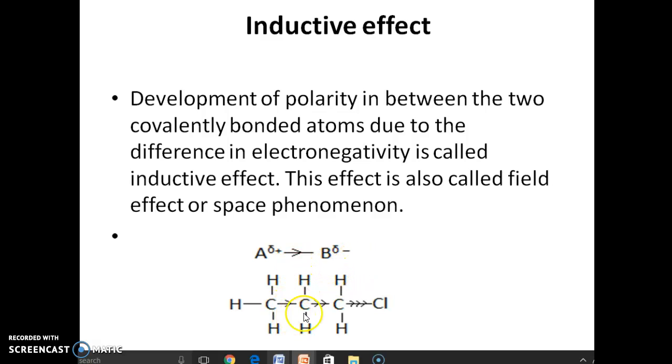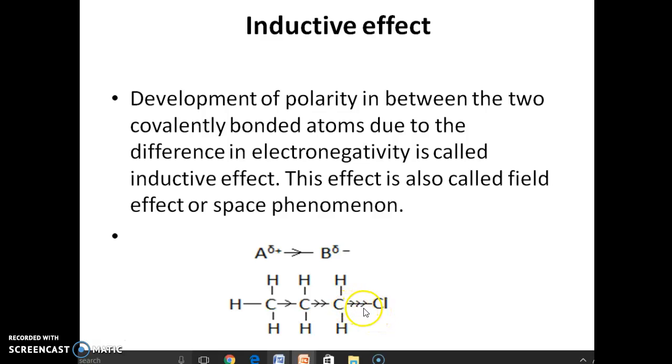Say for example, if you take a covalently bonded compound between A and B, A is having a small positive charge and B is having a small negative charge. So the negatively charged B is more electronegative when compared to A, which is electropositive. So in this case, if you take the example of carbon and halogen bonded compounds, here we know halogens are more electronegative and carbon is electropositive.